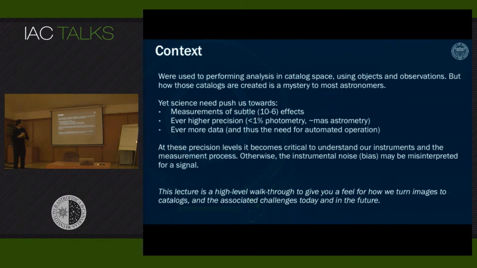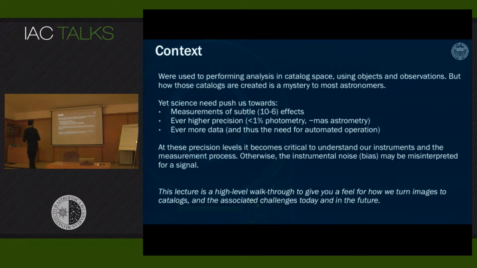Yet science needs today push us towards things like measurement of subtle effects, so 10 to the minus 6 type things, 1 in a million. Ever higher precision. We used to be talking about a percent level photometry. Now we're talking about sub-percent level photometry. And at the same time that we want to push towards higher precision, we have ever more data. So that's usually incompatible with higher precision because more data means that you have to automate everything that you do, and you don't have time to manually intervene if something goes wrong to improve the precision, right?